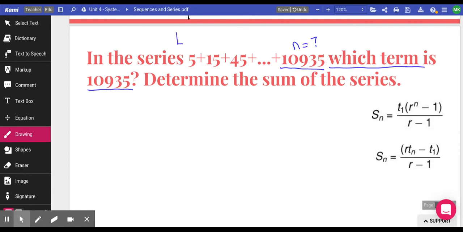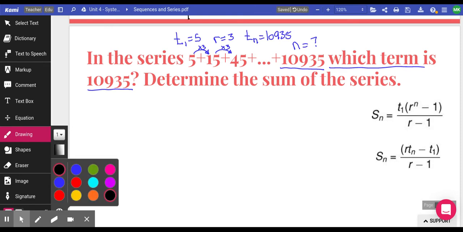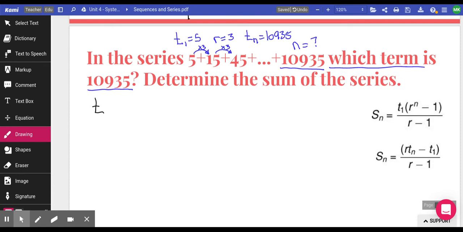They've given me T of 1 equals 5. I can figure out that r equals 3 just by looking at it. To get from 5 to 15, we times by 3. To get from 15 to 45, I times by 3. And they've given me that T of n equals 10,935. Quick look at my formula sheet, and they've given me most of the information for this formula. T of n equals T of 1 times r to the power of n minus 1. So I can fill in everything in that formula except for n.